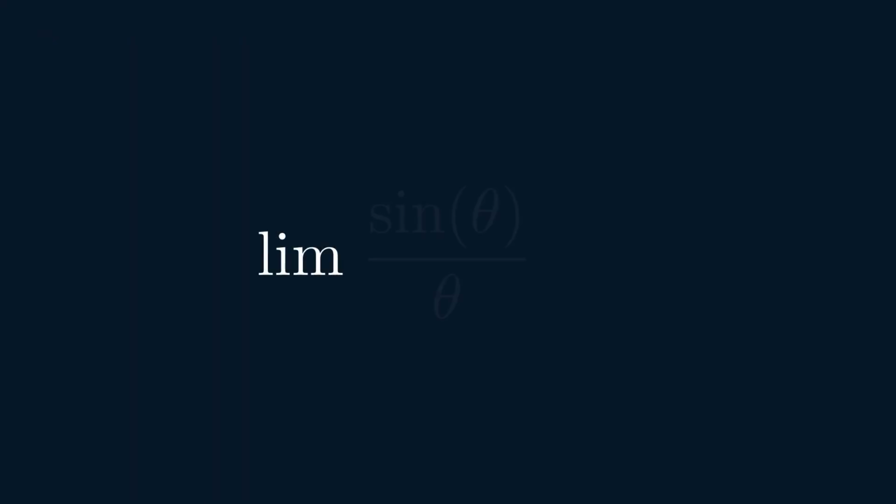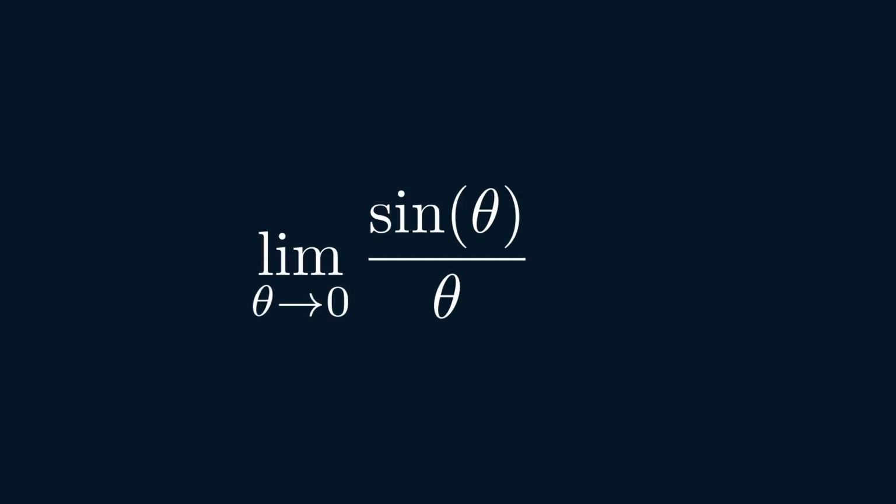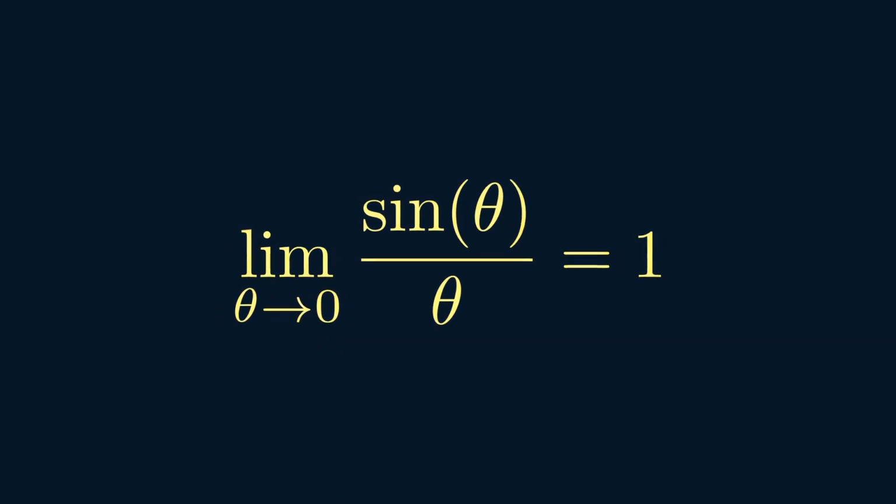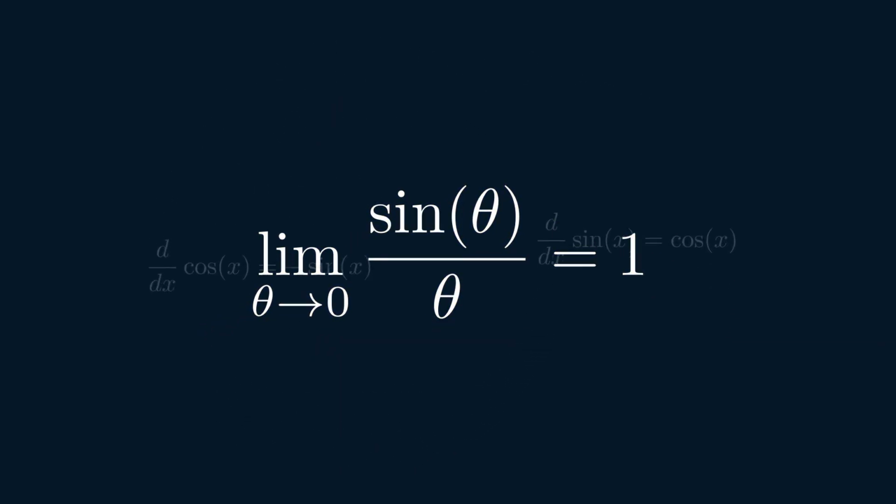The limit of sine of theta over theta, as theta approaches 0, is 1 when theta is measured in radians. This fundamental limit plays a crucial role in calculus, especially in the derivatives of trigonometric functions. Observe that the input of the sine function exactly matches the denominator and approaches 0.